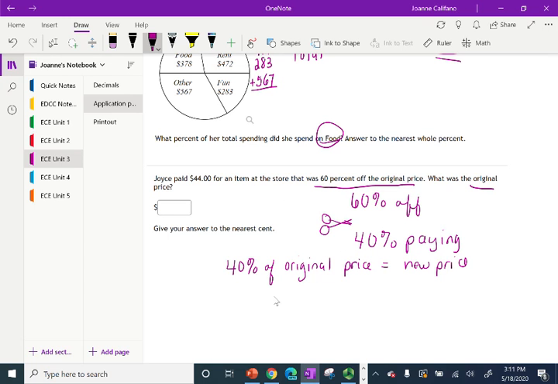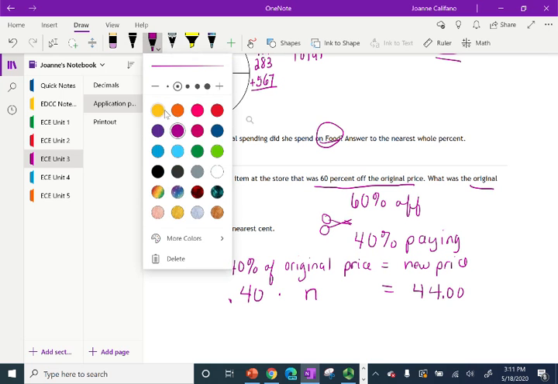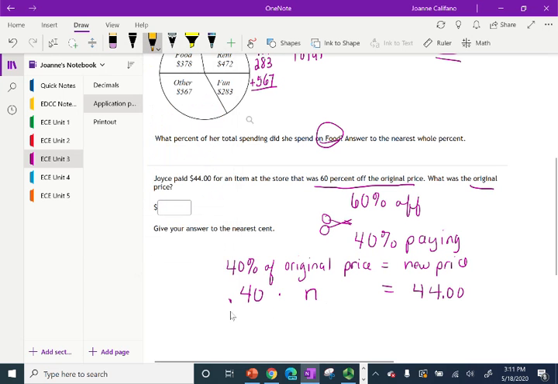She's paying 40%. We don't know the original price, that's our N, but we know what she paid. So 0.40 times a number equals $44. To find N, algebraically, we divide both sides of our equation by 0.40. That gets rid of my 0.40, and my answer then is whatever you get here.